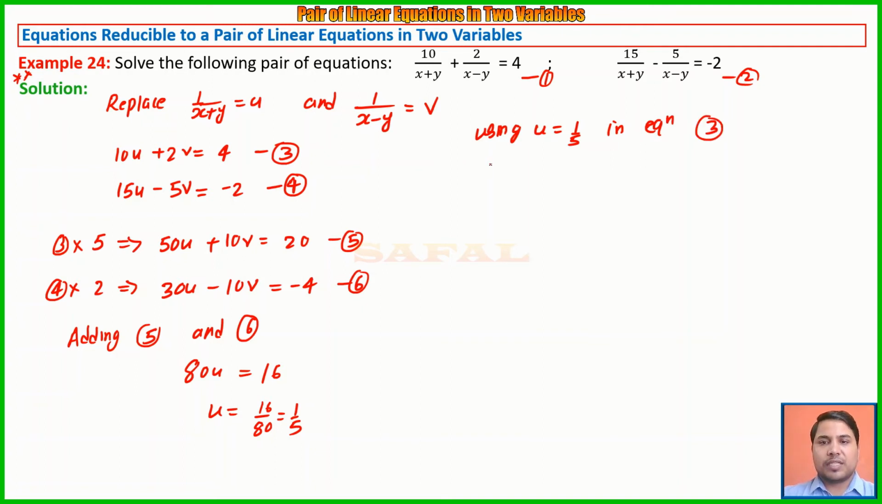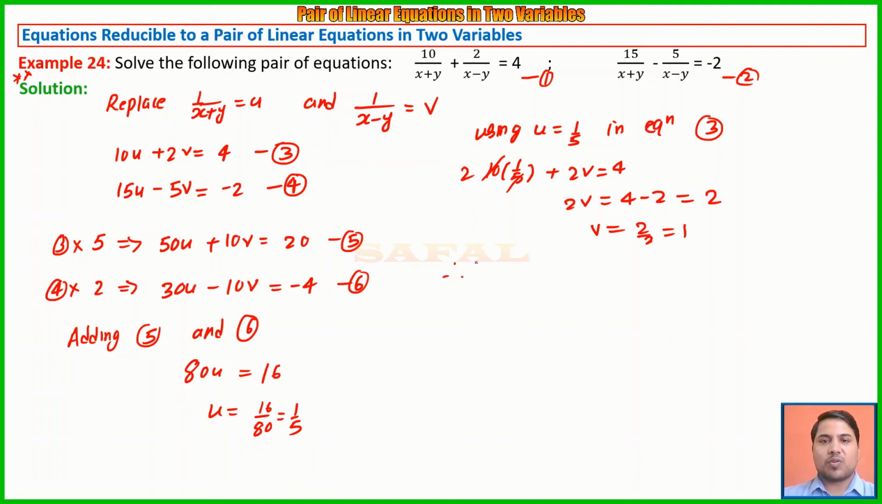So 10 times of 1 by 5 plus 2V equals what? 4. So here 5 2s are basically 10. So I'll get 2V equals 4 minus 2, which is basically 2. Correct? So V I'll get it as what? 2 by 2, which is 1.